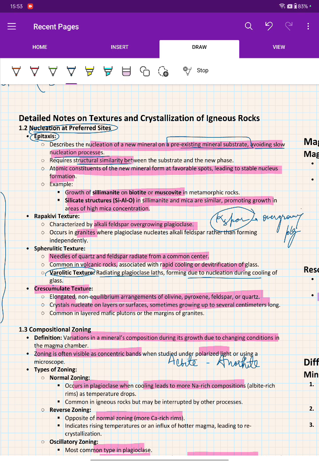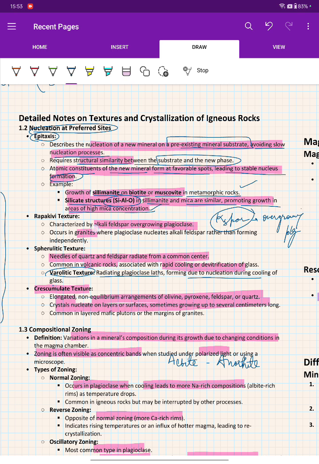It requires a structural similarity between the substrate and the new phase. Atomic constituents of the new mineral form at favorable spots, leading to stable nucleus formation. Example: the growth of sillimanite on biotite or muscovite in a metamorphic rock is an example of epitaxis. We have a silicate structure like chains in sillimanite, and micas are similar, promoting growth in areas of high mica concentration.